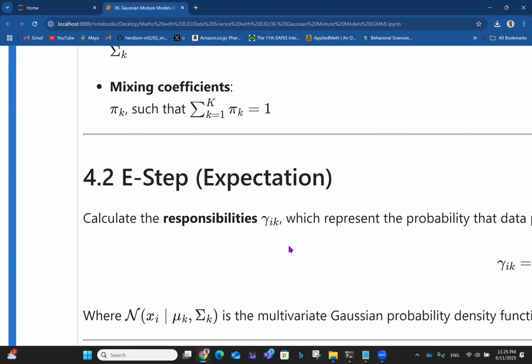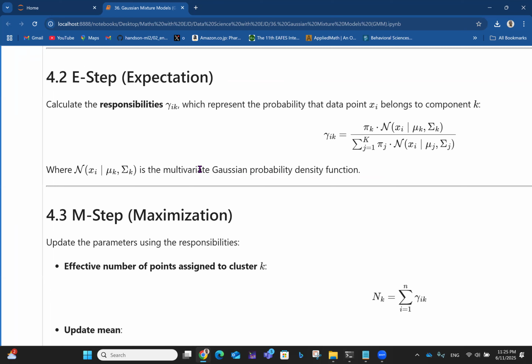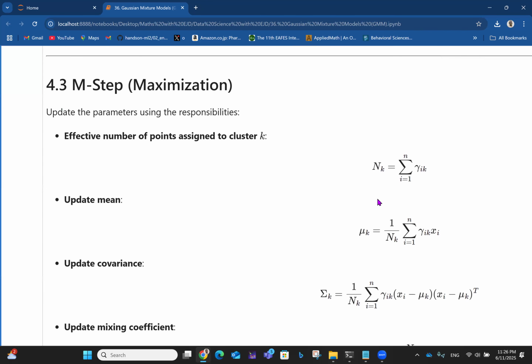Since you're talking about expectation maximization, let's talk about the E step, which is the expectation. We need to calculate the responsibilities gamma sub ik, which represent the probability that point xi belongs to component k. So we have gamma sub ik equals all this: pi sub k multiplied by the normal distribution, and then this summation down here, where this, of course, as we know, is the multivariate Gaussian probability density function. Then that's the expectation part. Expectation deals with probability.